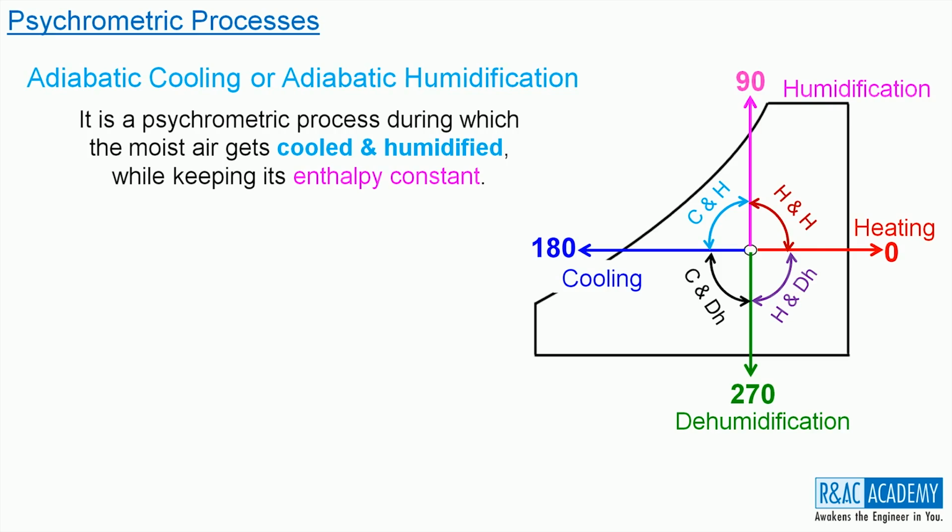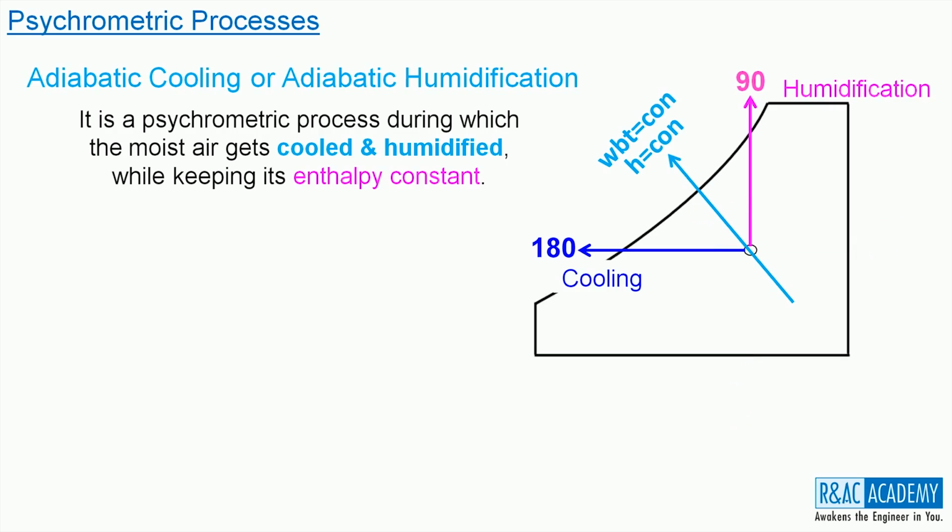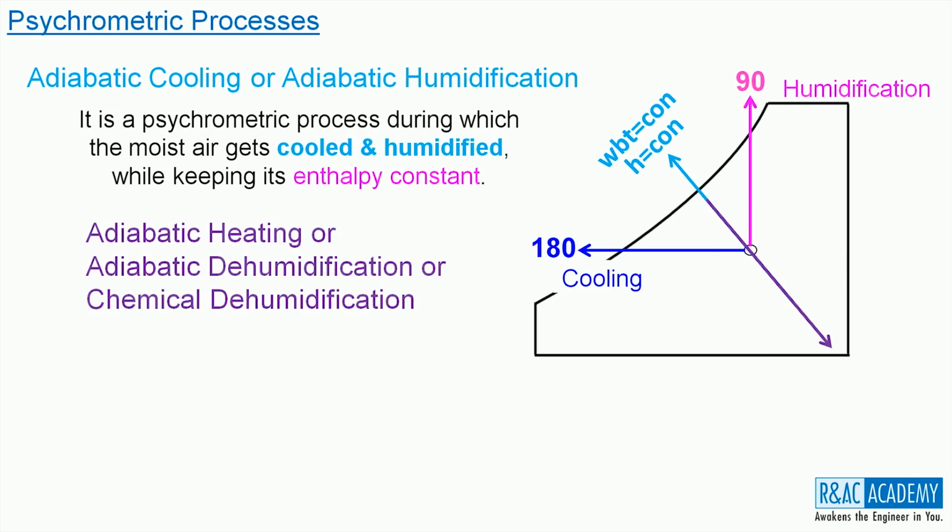But all the processes that lie in quadrant 2 undergo cooling and humidification process. However, only that cooling and humidification process which happens at constant enthalpy is called adiabatic cooling or adiabatic humidification process. During this process, the WBT also remains constant. If the state of the moisture is moving in diagonally opposite direction, then it is called adiabatic heating or adiabatic dehumidification or chemical dehumidification process.